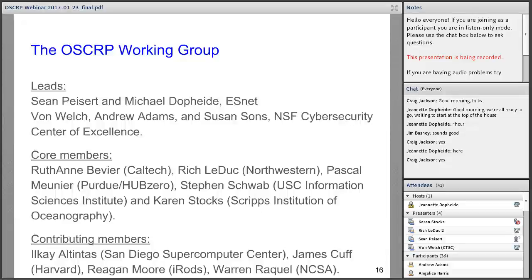Ruth Ann Bevier at Caltech, Rich LeDuc from Northwestern, Pascal Meunier from Purdue and HubZero, Stephen Schwab from the USC Information Sciences Institute, and Karen Stocks from the Scripps Institution of Oceanography at UC San Diego, all served as core members of this working group. Additional contributing members were Ilka Atlantis from the San Diego Supercomputer Center at UC San Diego, James Cuff from Harvard, Regan Moore from iRODS in North Carolina, and Warren Raquel from NCSA.